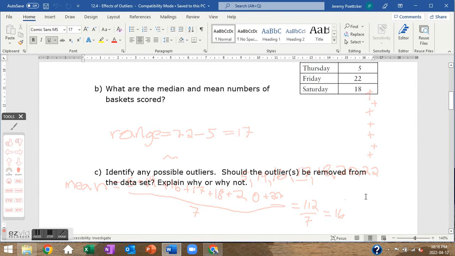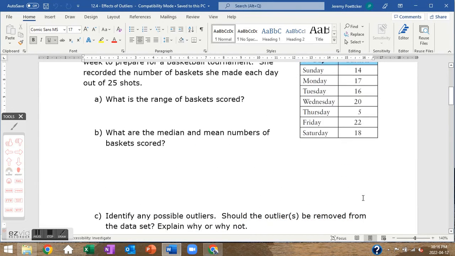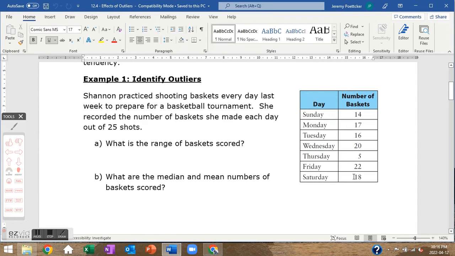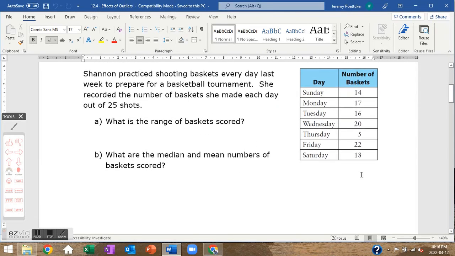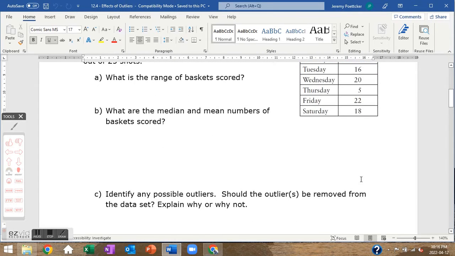Alright, so now move down a little bit and identify any possible outliers. Well, we kind of did that already, and that's this Thursday total, number 5. Should that outlier be removed from the data set? Explain why or why not.